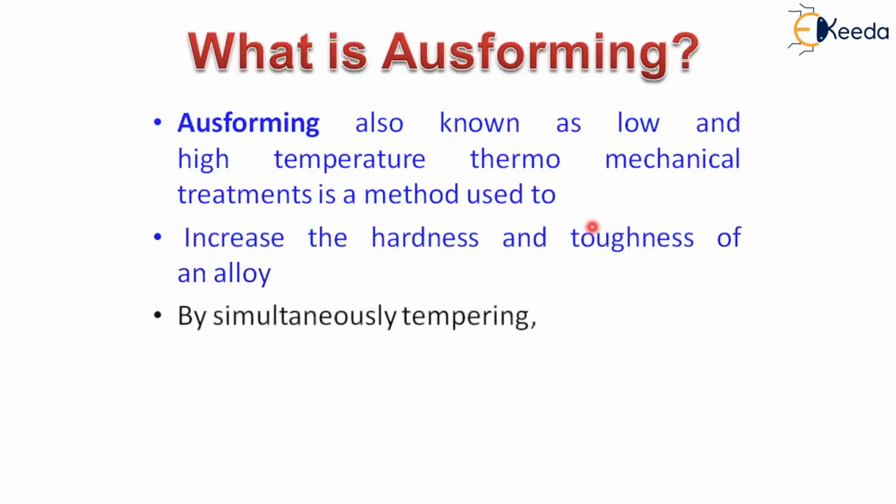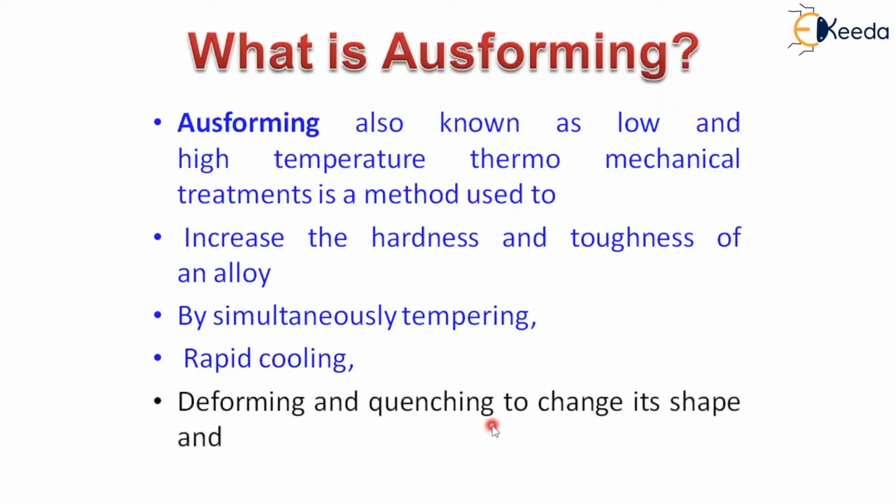The other process is simultaneous tempering. That means we have to do the tempering process simultaneously, and after that, rapid cooling. So these are the steps we have to do in ausforming to increase the hardness and the toughness: simultaneous tempering, rapid cooling, deforming and quenching. Why are we doing this deforming and quenching? To change its shape and refine the microstructure. So these are the requirements in the ausforming process.